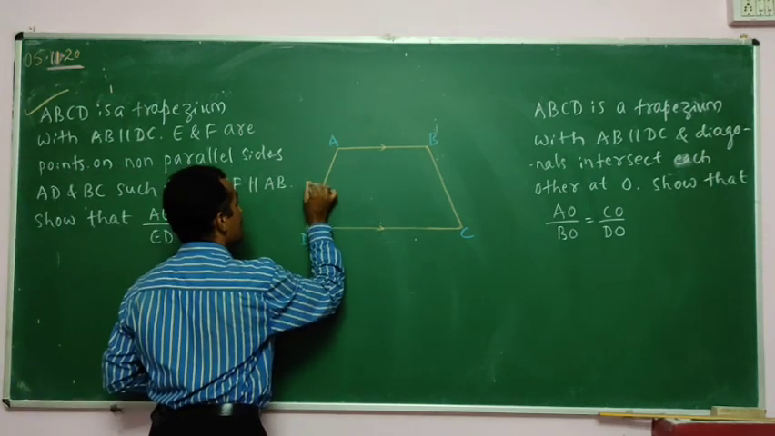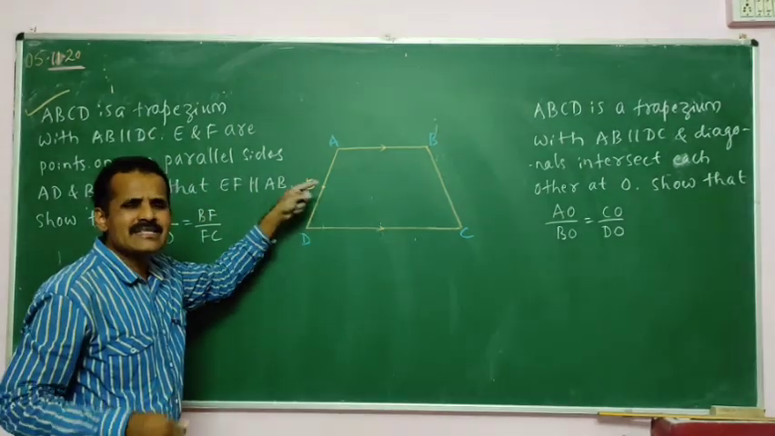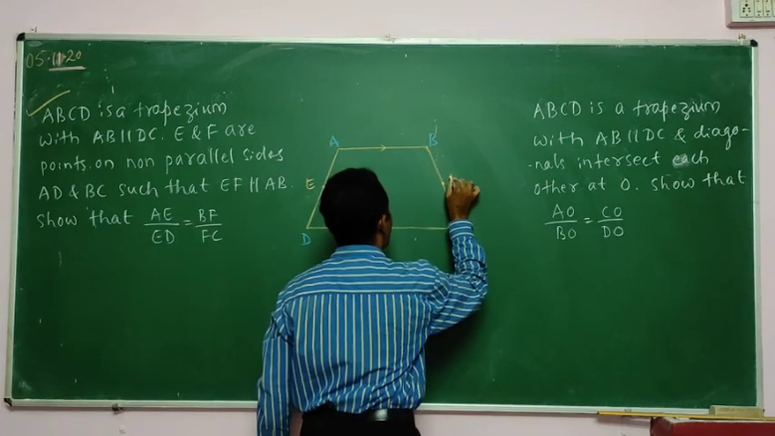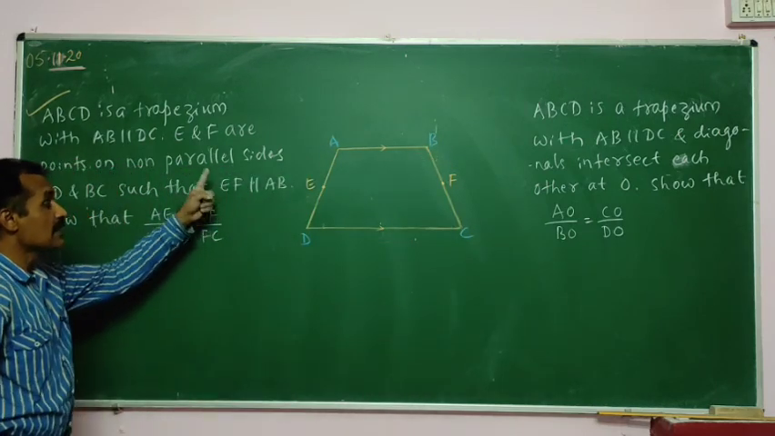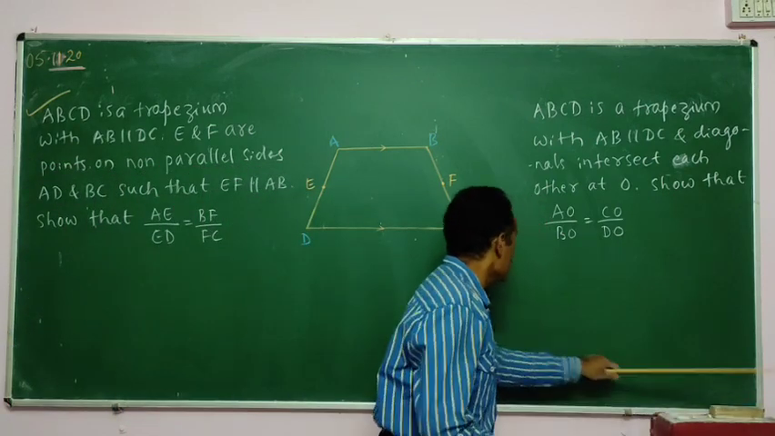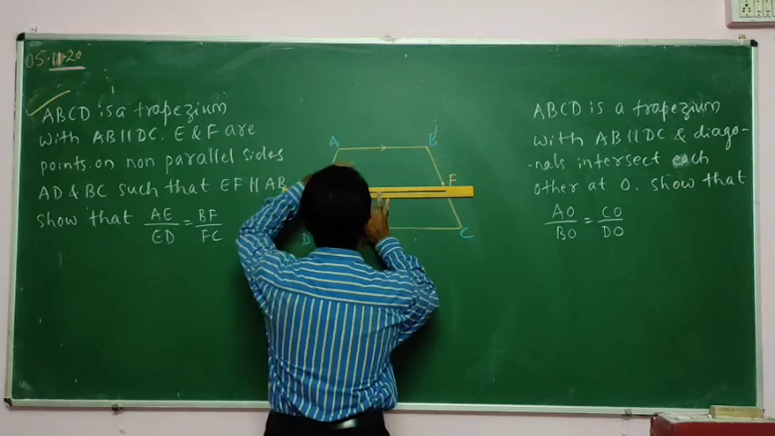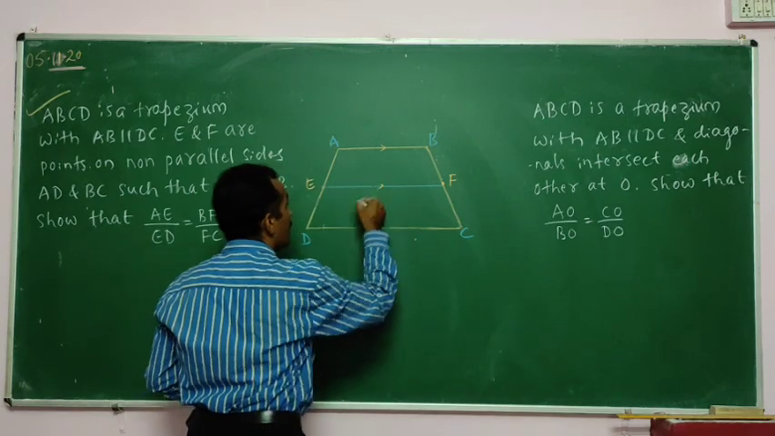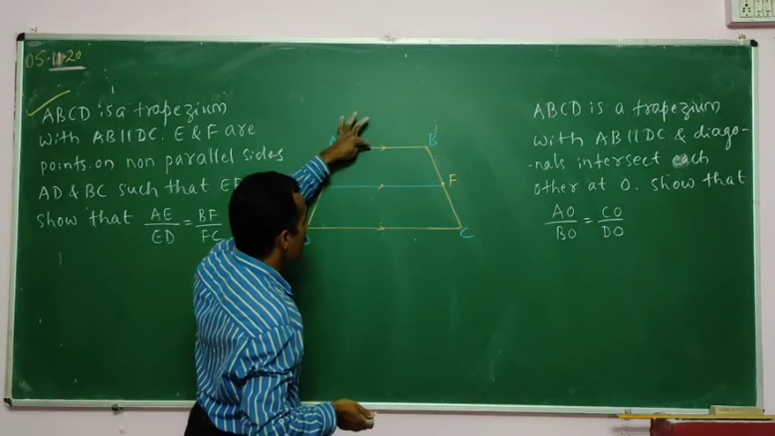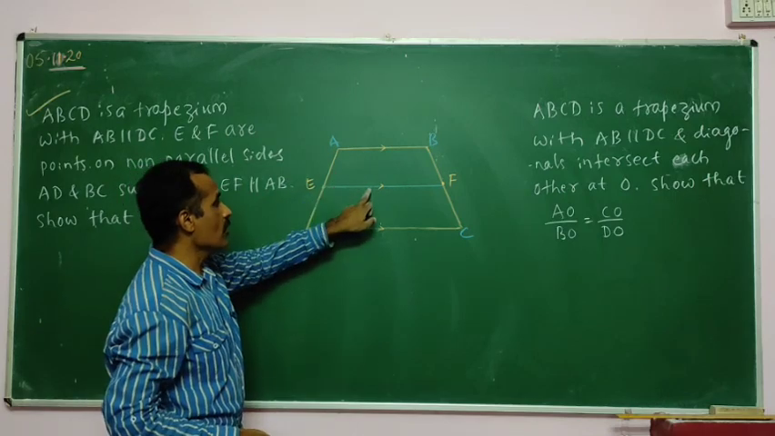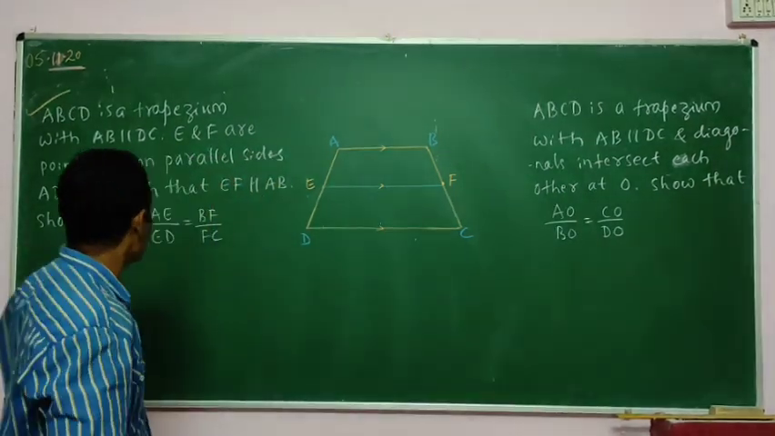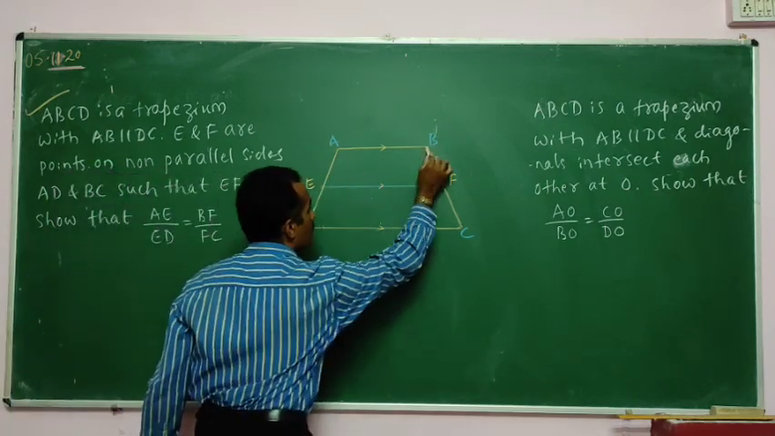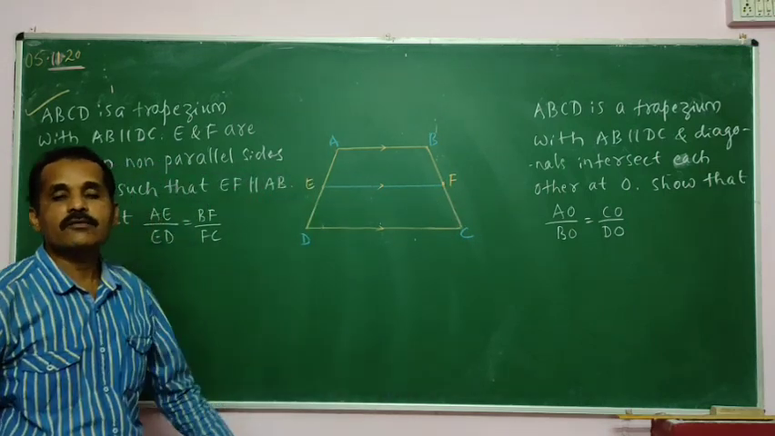E and F are the points. You call this point E. It is not a midpoint. It is any point on AD, and F is any point on BC. But the condition is given such that EF is parallel to AB. EF is parallel to AB, and AB is parallel to DC. That means all the three are parallel to each other. Show that AE by ED is equal to BF by FC. Very simple.